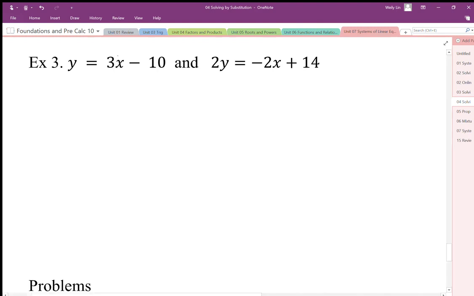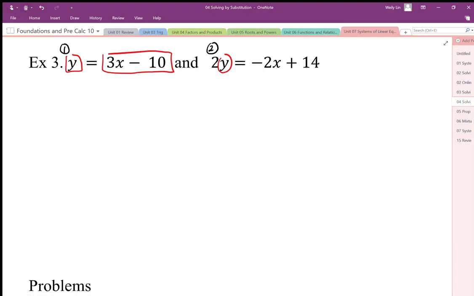In this system of equations, the first equation is already equal to y, so it would make sense to use this equation, y equals 3x minus 10, and replace this y here with the 3x minus 10. By doing so, I've eliminated the y variable out of the second equation. So again, I just want to make sure I keep track of my equations. So that's 1, that's 2.